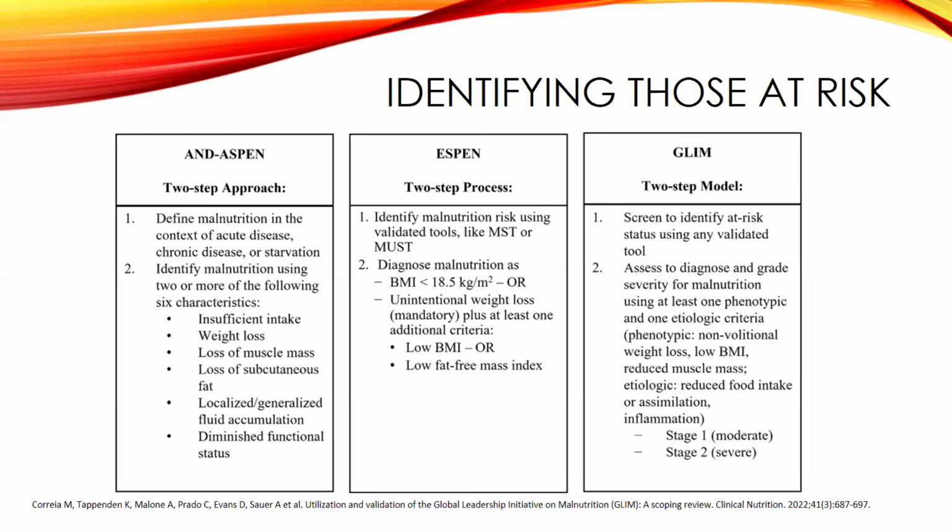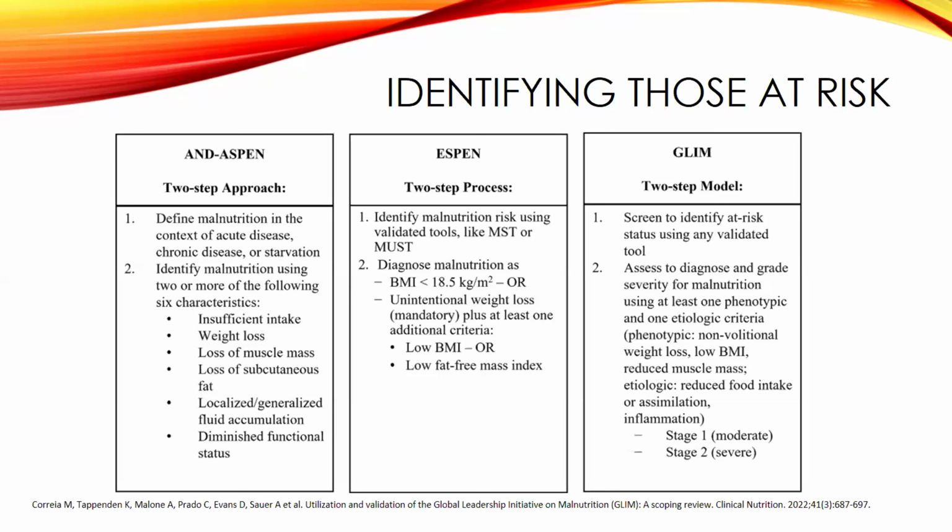It can be the MUST, it can be the SGA, whichever you prefer to utilize in your hospital setup. And then the second step is where you assess to diagnose and grade the severity of that malnutrition using at least one phenotypic and one etiological criterion, of which in terms of phenotypic, we're talking about non-volitional weight loss, low BMI, and reduced muscle mass.